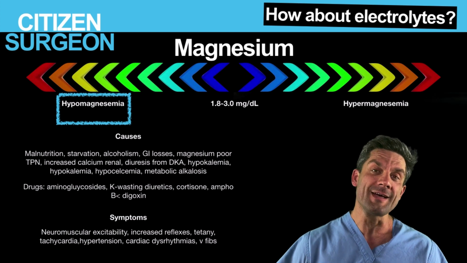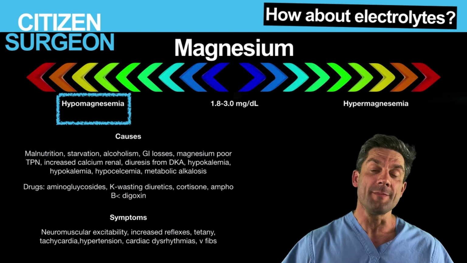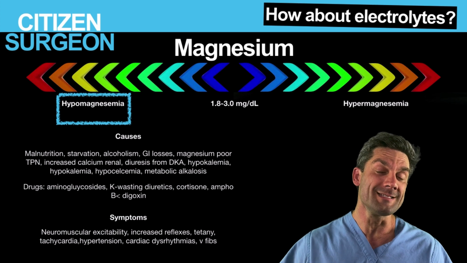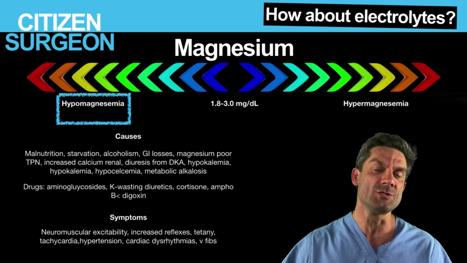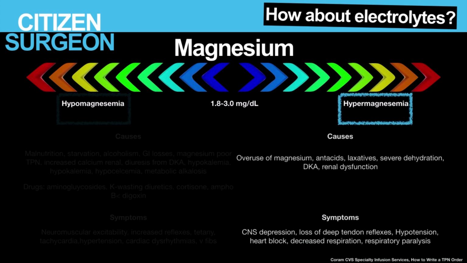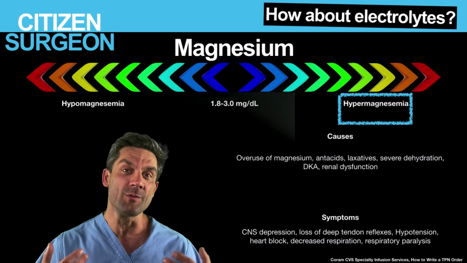And so when do you fix it? Usually if serum magnesium is less than 1 milliequivalent per liter, you want to replace that. And you can replace it with up to 2 milliequivalents per kilo per day in the presence of normal renal function. So going on to a high magnesium, this is exceptionally rare unless you have renal failure.